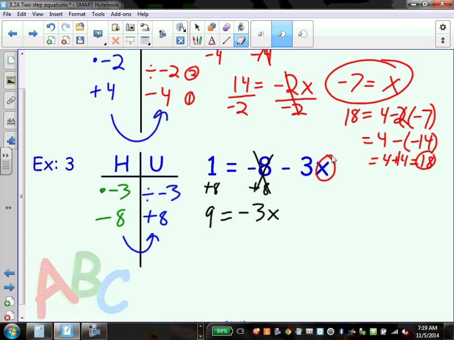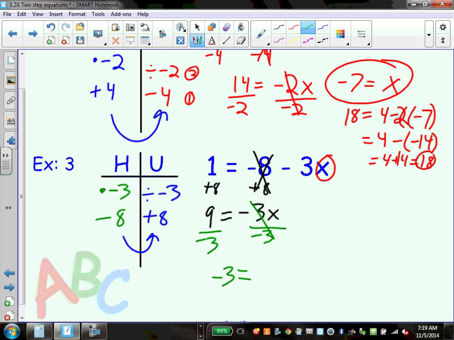Our second step was to divide by negative 3. So we divide this side by negative 3 and this side by negative 3. 9 divided by negative 3 is negative 3. And the negative 3's are going to undo each other there, leaving you with 1 times x, which is just x. So the answer there ends up being negative 3.